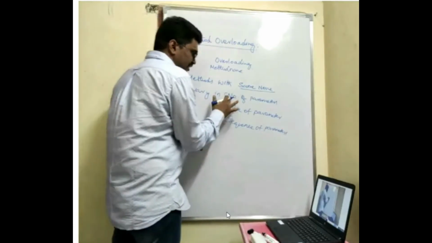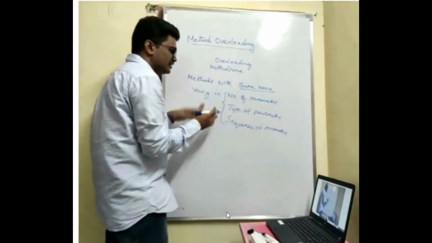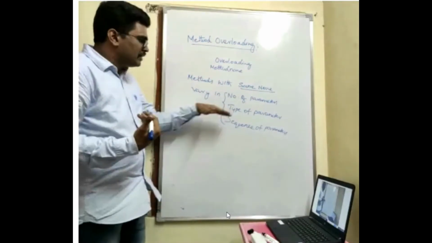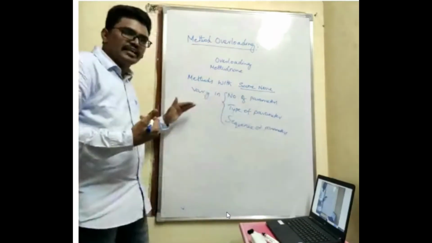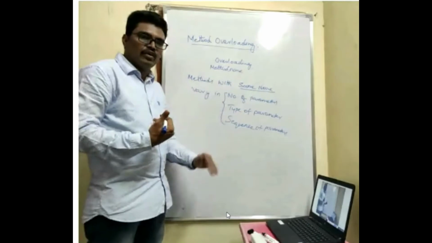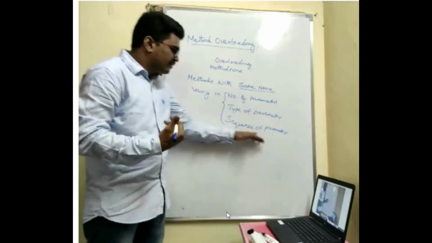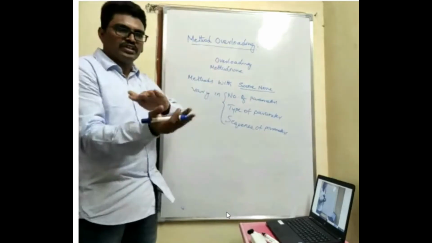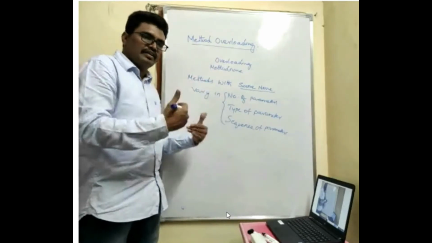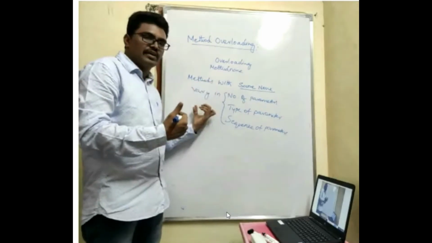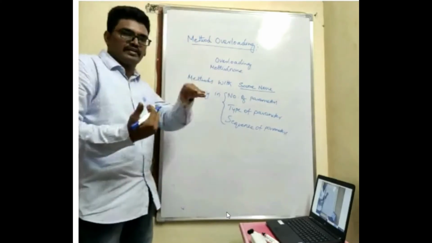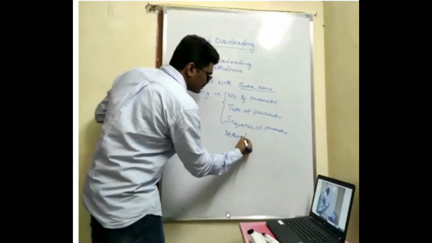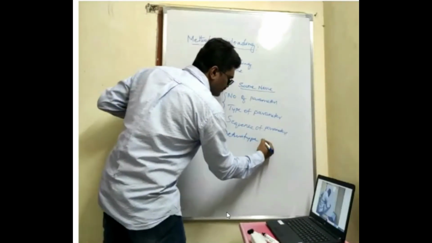Either they vary in number of parameters, that is, one method takes one parameter, another method may take 2 or 3 parameters. Type of parameters: one method takes an integer parameter, another takes a floating point parameter. Sequence of parameters: the first parameter is integer, the second is float, and in another overloaded version I write float and int. The sequence may also change, and the return type of the method may also change.